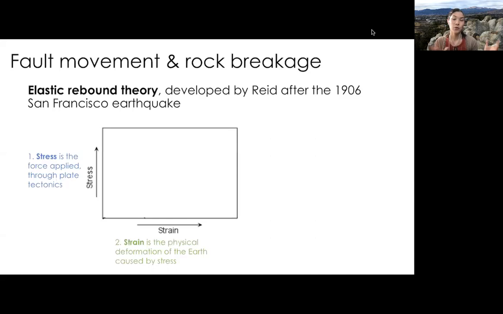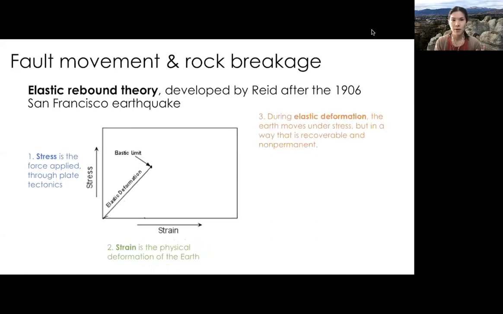Stress may result in strain. So strain is the physical deformation that results from stress. Stress is the force, strain is what you see. So when we first look at an earthquake, we're going to get some elastic deformation. So stress is going to build up on the ground, and we're going to get some strain, but that strain is elastic, which means that, like that rubber band, it is completely recoverable. There's no permanent deformation.